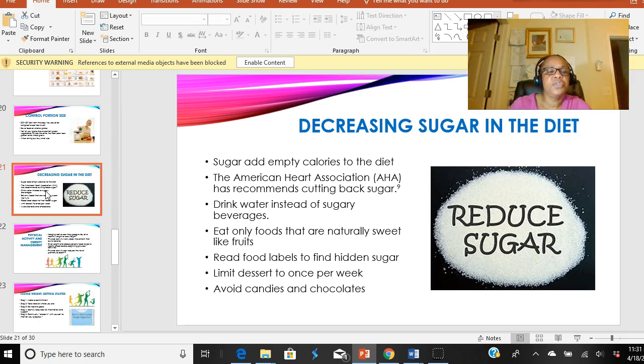If you feel like something sweet, munch on a fruit, because those are natural sugars. Again, you are introduced to food labels. You can read those to find hidden sugars, and when you do, forget that food. If you really want to have a little bit of sugar, then limit your dessert to once per week, and avoid candies and chocolates. Very important.